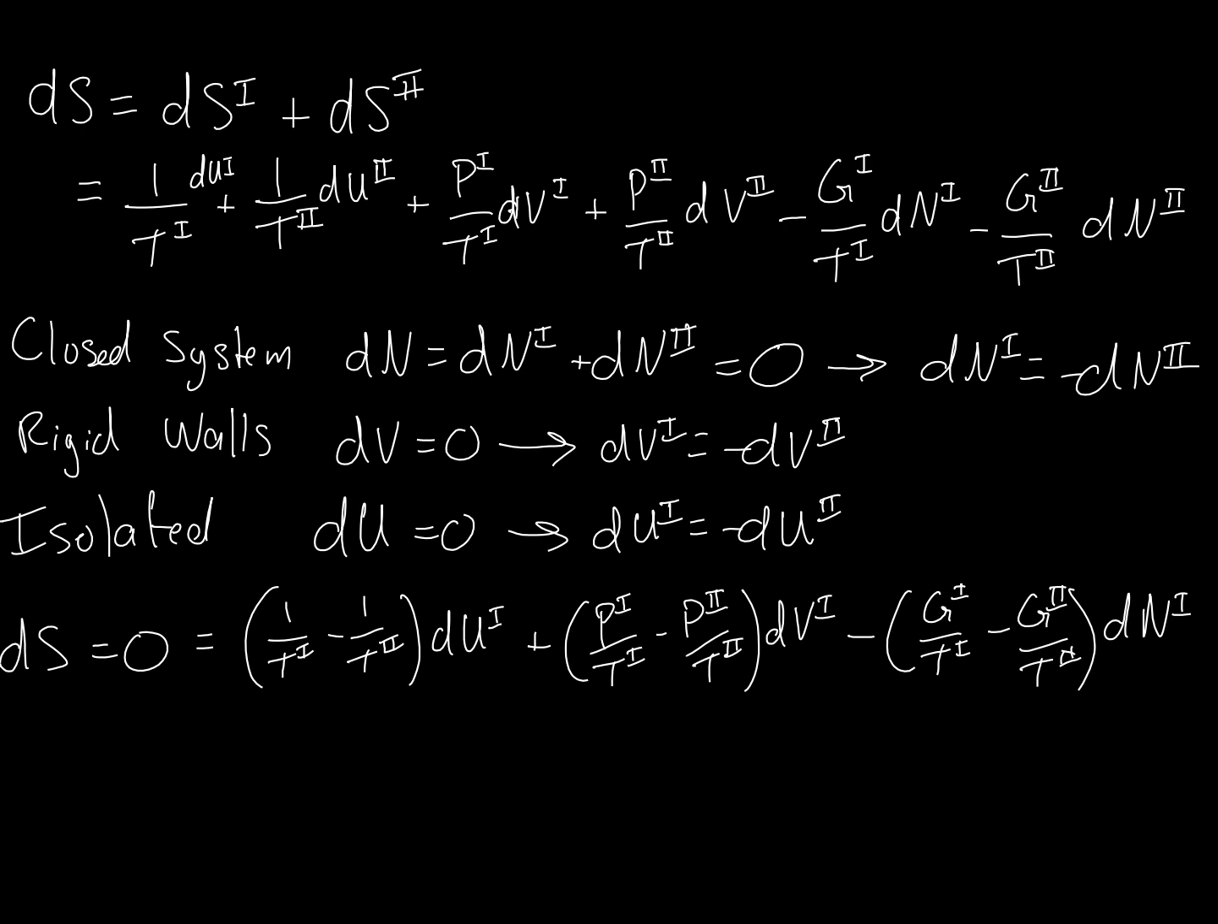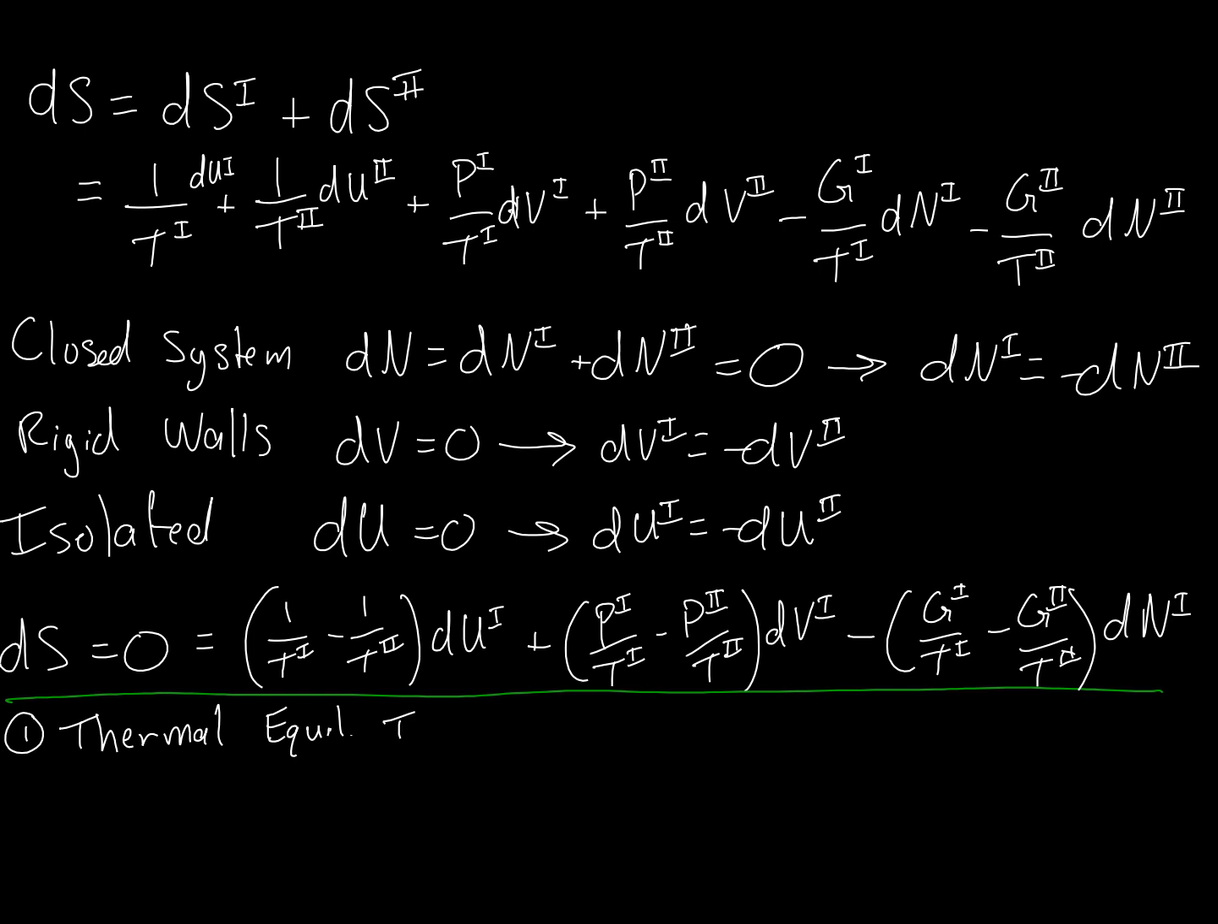Okay, so now we have to find a way to satisfy this equation under all circumstances, and then we know we're at equilibrium. So in order to do that, we have three different forms of equilibrium. One, thermal equilibrium, where T1 is equal to T2. That will allow for this term to go to 0.